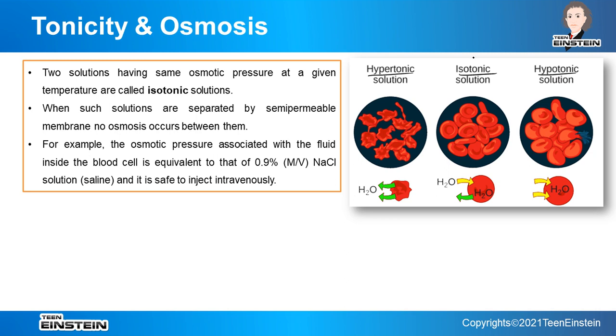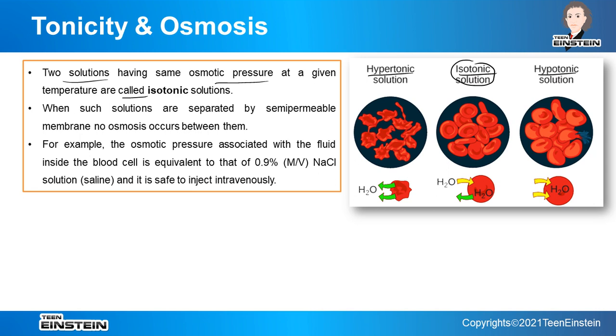Suppose we have an isotonic solution. So what is an isotonic solution? It has the same osmotic pressure at a given temperature, that is, for two solutions. If they are having the same osmotic pressure, they will be called isotonic.